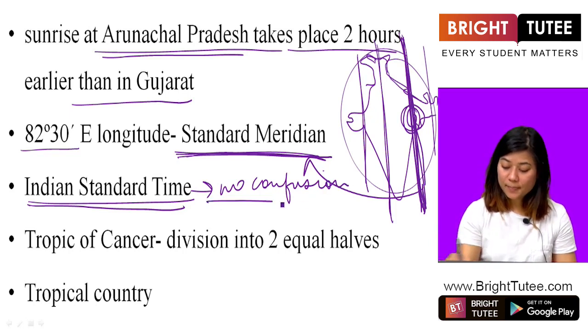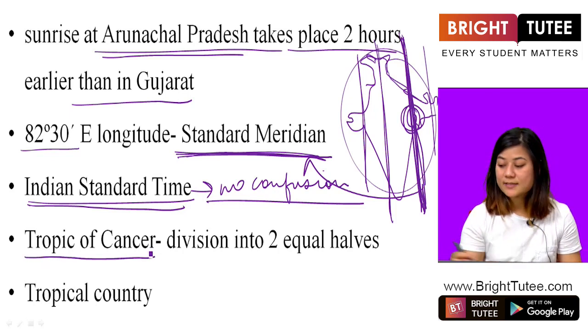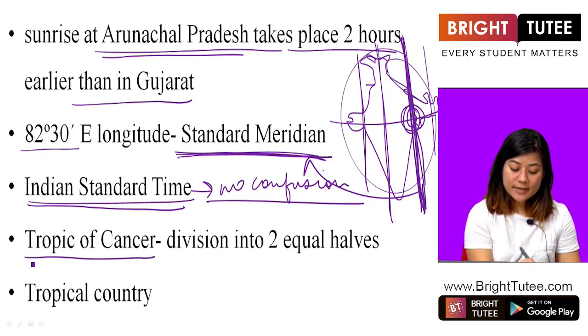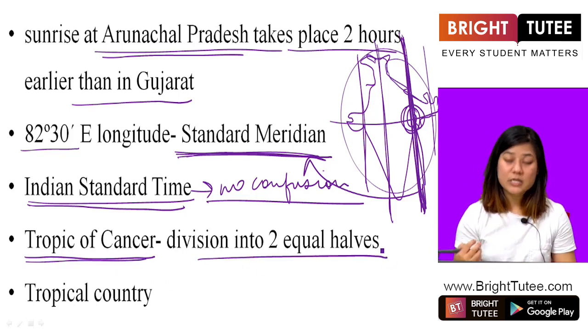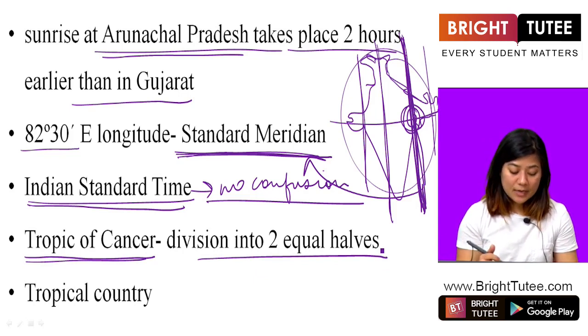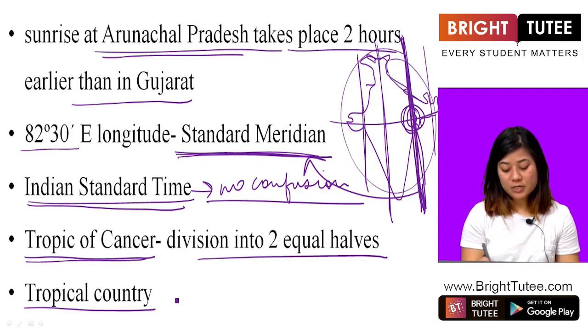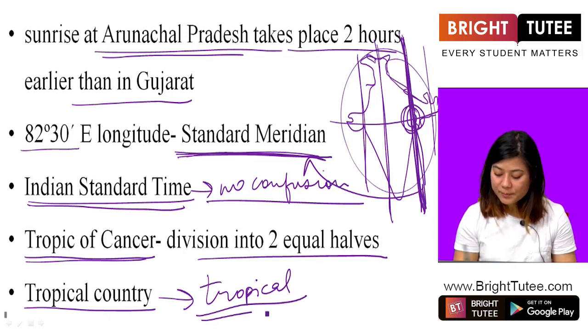Alright. Now we have already said that Tropic of Cancer passes through the country, and as it passes, it divides the country into two equal halves. Now India as a country is called a tropical country, meaning the climate of India is tropical.